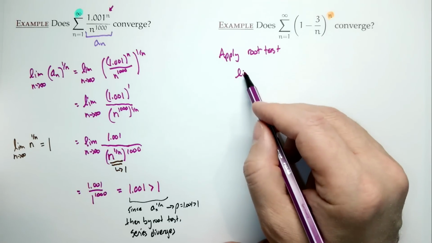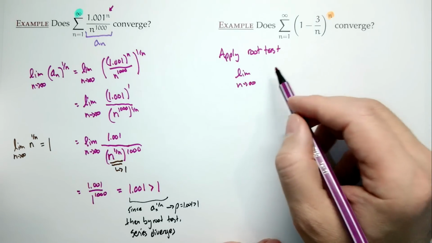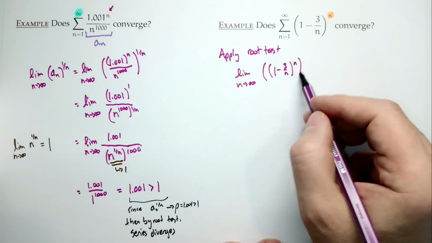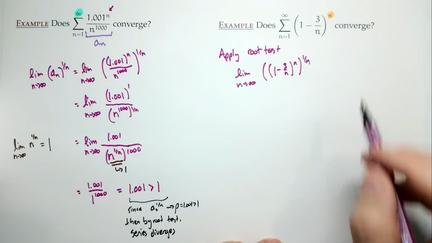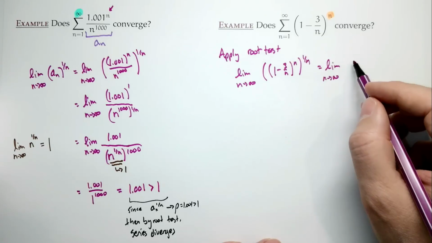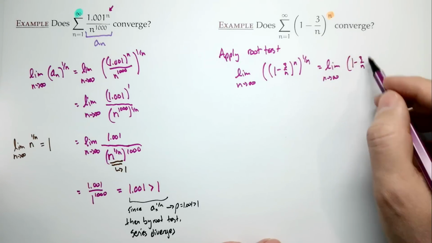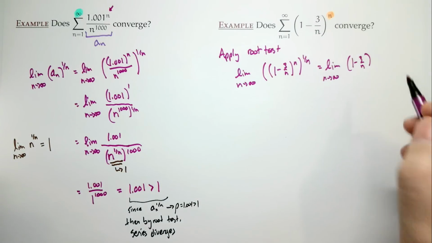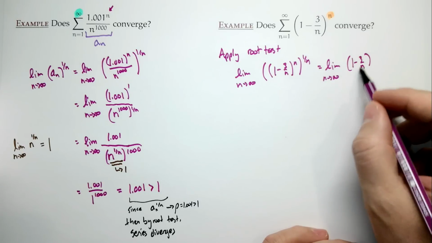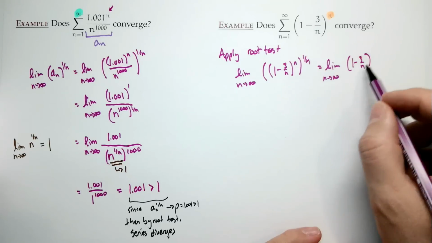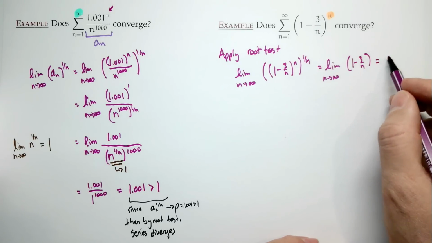So we're going to take the limit as n goes to infinity of our term, 1 minus 3 over n to the nth power, all to the 1 over n. So that's the limit as n goes to infinity of 1 minus 3 over n, right? Because if I take something to the nth power, then take the nth root, that's the same as just taking the something. And what's this limit? Well, there's only one single n, and as we go off to infinity, that expression on the end is going to get small. So this is going to go to 1.